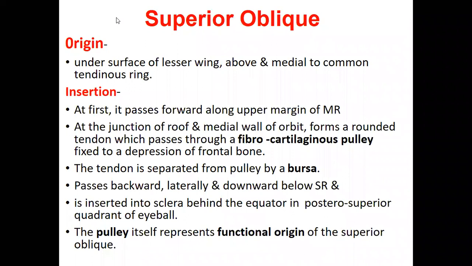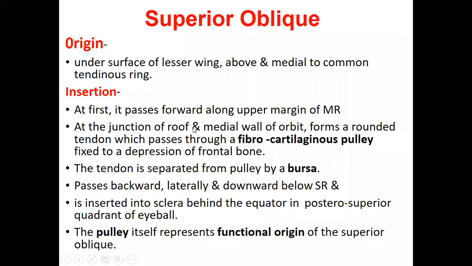So next muscle is the superior oblique muscle. Origin of the superior oblique is the under surface of lesser wing of the sphenoid bone, and it is above and medial to the common tendinous ring. From its origin, the superior oblique at first passes forward along the upper margin of medial rectus.